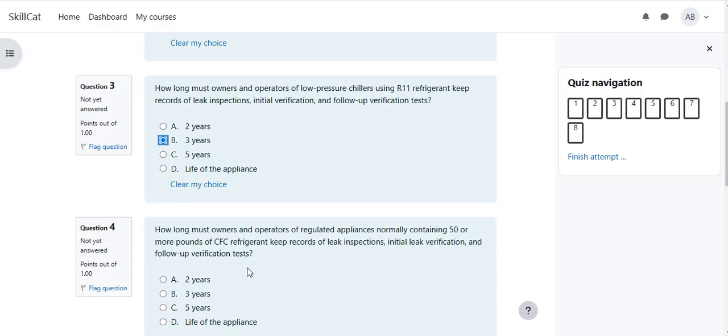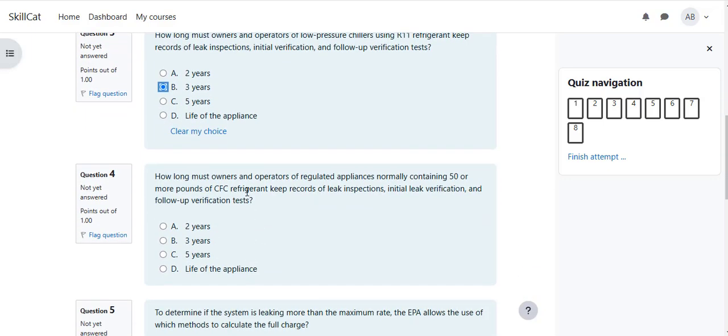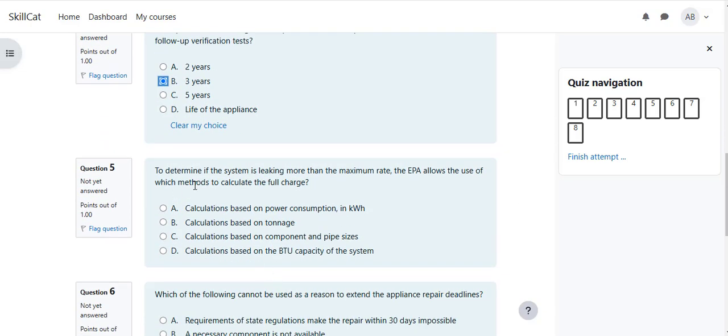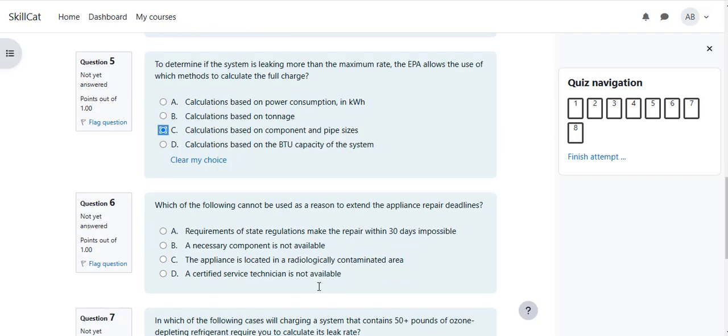How long must the owner and operator of appliances normally containing 50 or more pounds keep records for leak inspection? 3 years. To determine if the system is leaking more than the maximum rate, the EPA allows the use of which method to calculate the full charge? Calculation based on the power. Calculation based on the components.